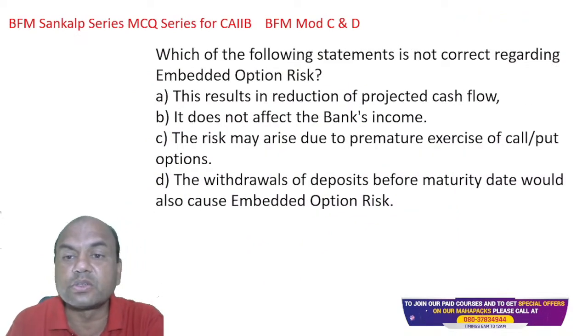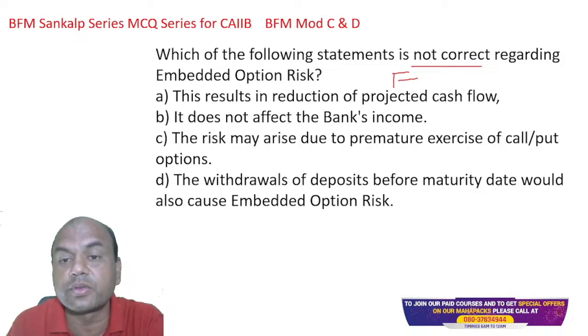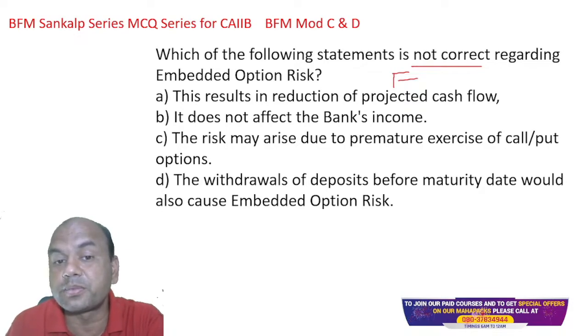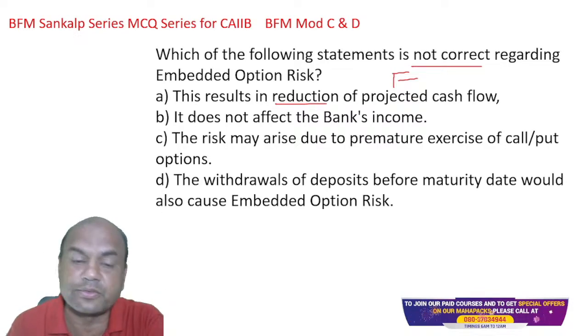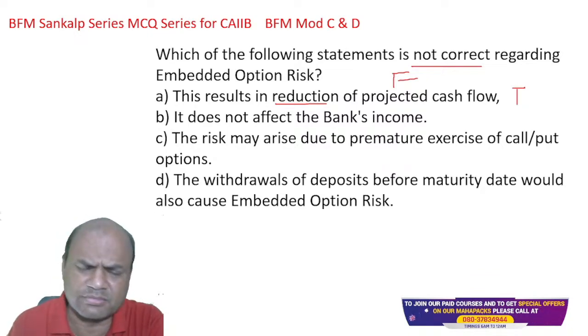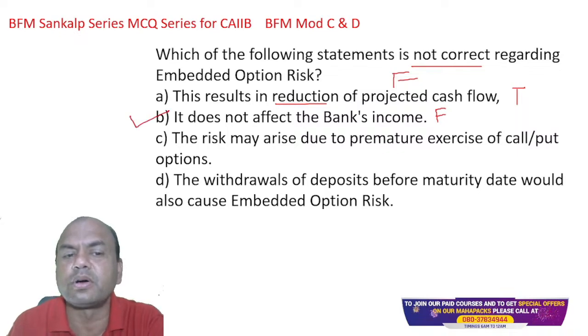Which of the following is not correct regarding the embedded option? We want a false one now. This results in reduction of the projected cash flow. So not correct, embedded option, reduction in the projected cash flow. Yeah, that is true. So we want a false one. It does not affect the bank's income. What is this? Does not affect. It is false. It does affect. So B is the right answer.